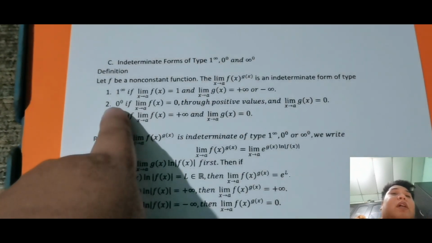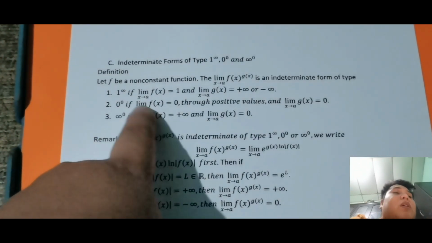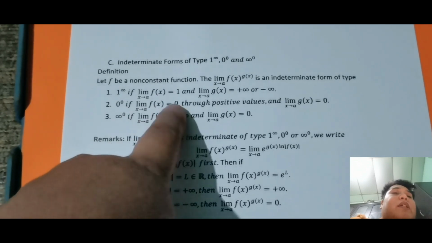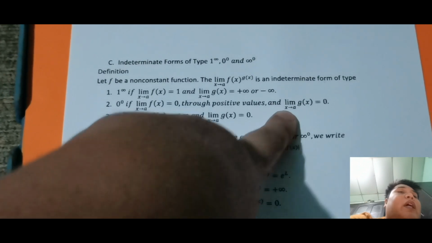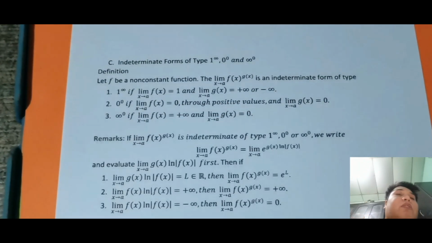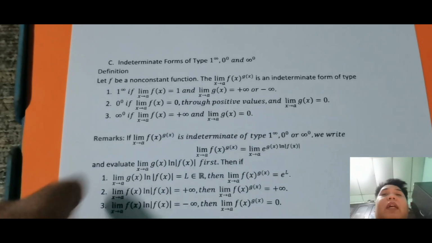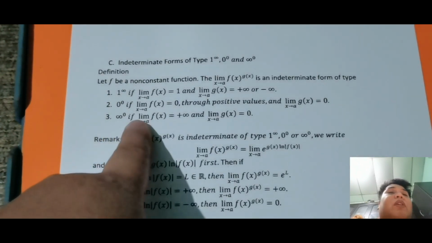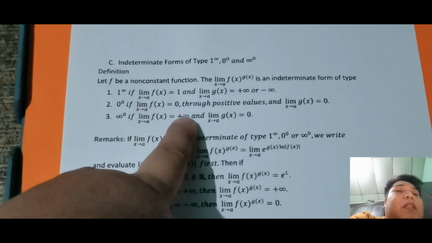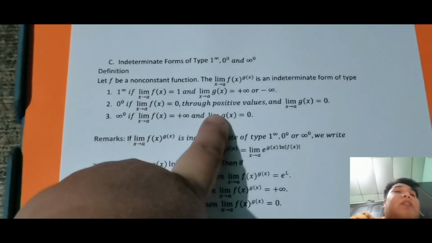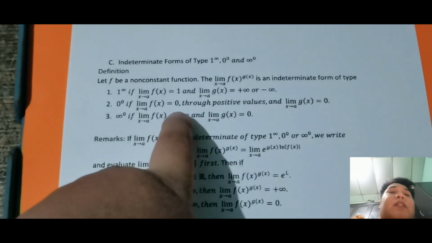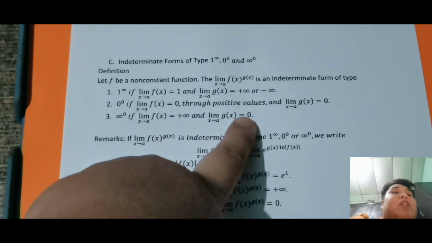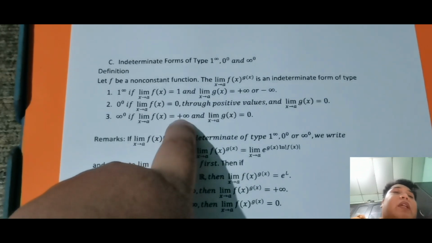Next is 0 raised to 0 siya if yung limit ng f of x as x approaches a is 0 through positive values and yung limit ng g of x as x approaches a is also 0. So, meaning 0 raised to 0 siya. Next is infinity raised to 0 if yung limit ng f of x is positive infinity as x approaches a and limit ng g of x is 0. So, again, yung limit daw ng f of x is positive infinity and yung limit ng g of x is 0. Pag negative infinity, hindi natin pasok yun.